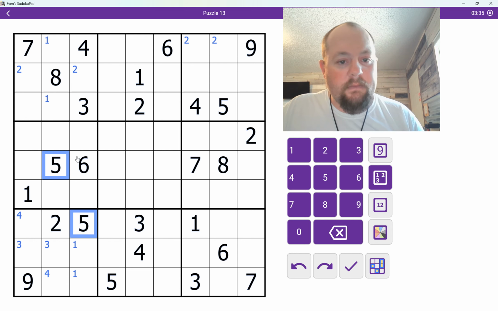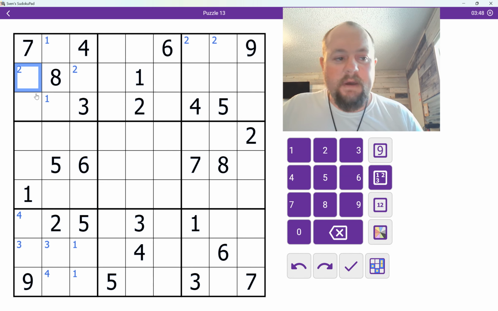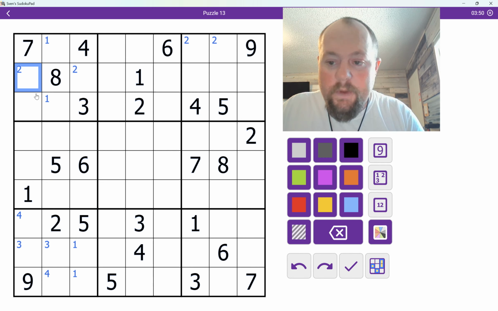5 there, 5 there, and 5 there. Okay, so what that does is this 5 sees here, this 5 is looking across this way, and this one sees up. So that gives us a 5 in the box right there. So we have a given digit.